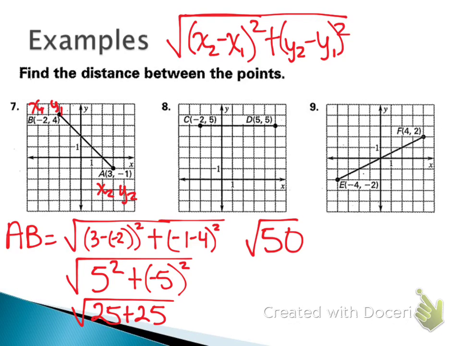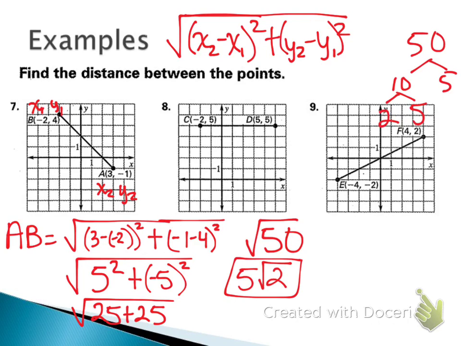Did anybody simplify the square root of 50? We would break it into 10 and 5. And then the 10 breaks into 2 and 5. That means we have a pair of 5s. And what stays inside? A 2. So the distance between A and B is 5 root 2.